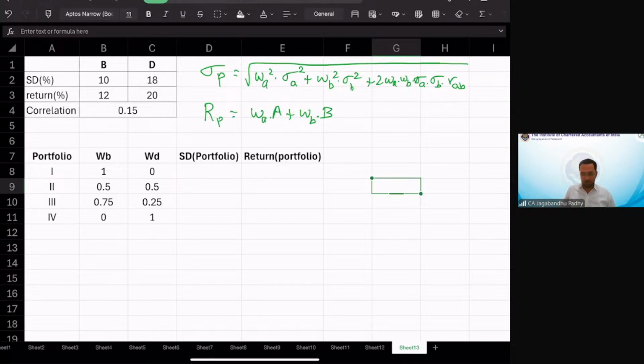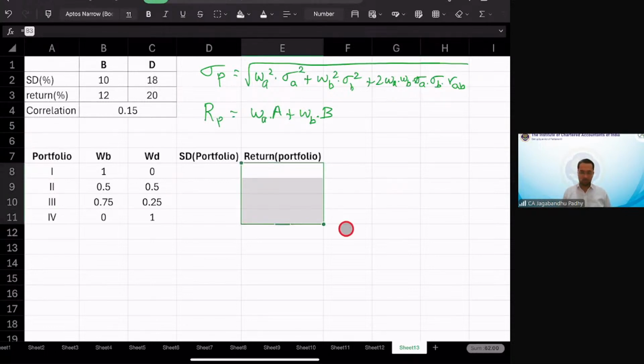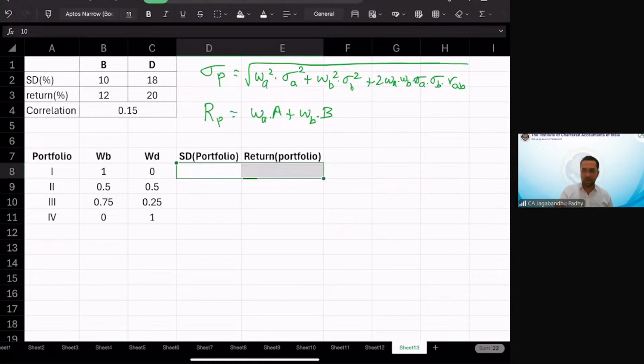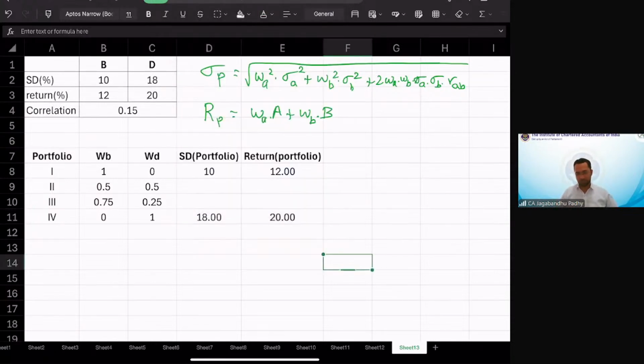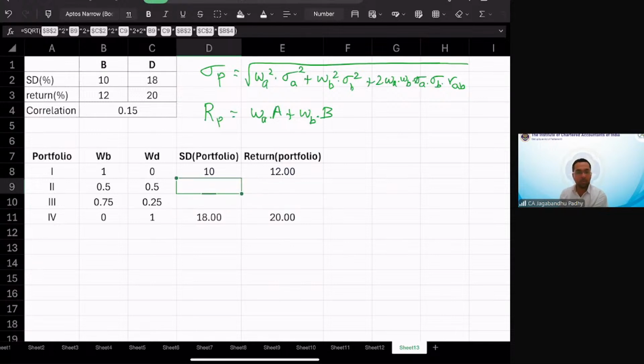First, try to get the portfolio return because that's easy. And even over here, the first and the last one is pretty easy because it's just the 2 securities that we are dealing with, right? The other 2 requires a bit of calculation. Please solve it, guys. Get the values of standard deviation and return of the 2 portfolios, 2 and 3.